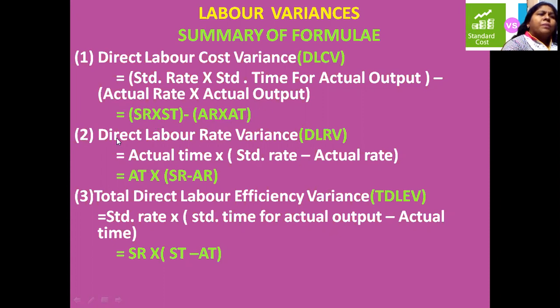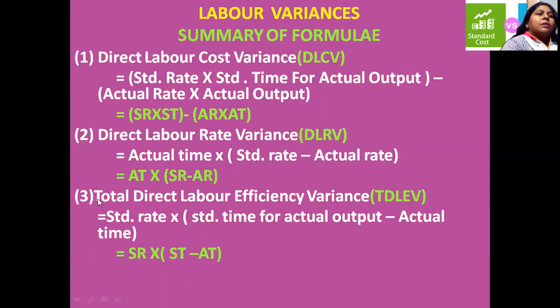I mentioned it here. Next, we need to calculate the direct labor rate variance, which looks like the material price variance. There we compare the standard price with the actual price. Likewise, here we compare the standard rate minus the actual rate. Since it is labor, we need to consider the actual time. So this is how to calculate the direct labor rate variance by using this formula, and this is the short form to remember the formula.